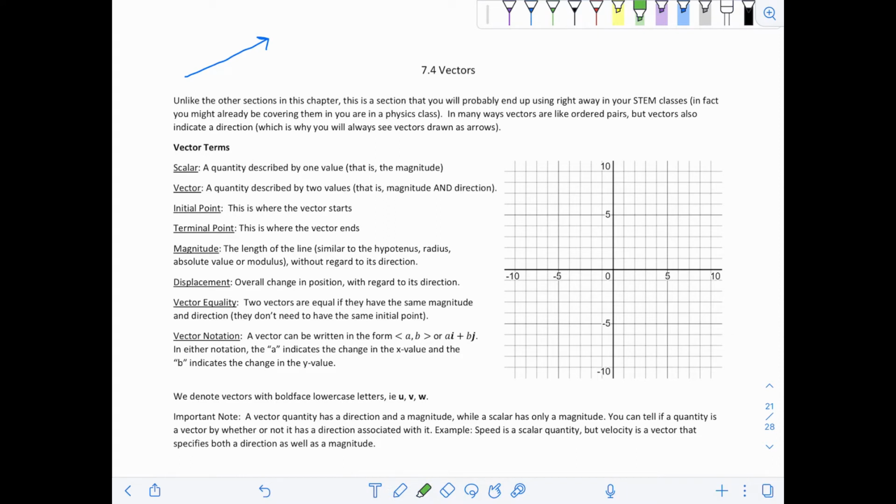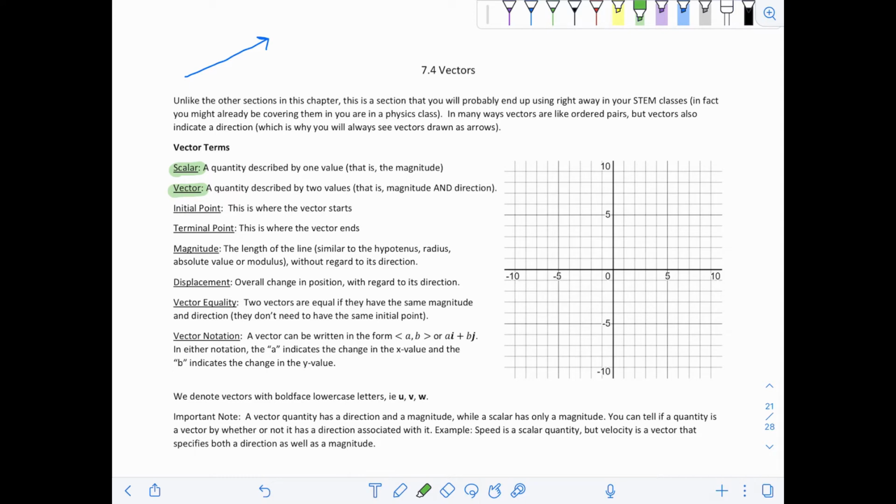So here are some terms we have. A scalar is basically just a number. Like most of the numbers that we've been dealing with so far, we could probably call them scalars. A vector, though, is that we're looking at two values together. That's the magnitude, and also we're indicating direction at the same time. So with a vector, it's an arrow.